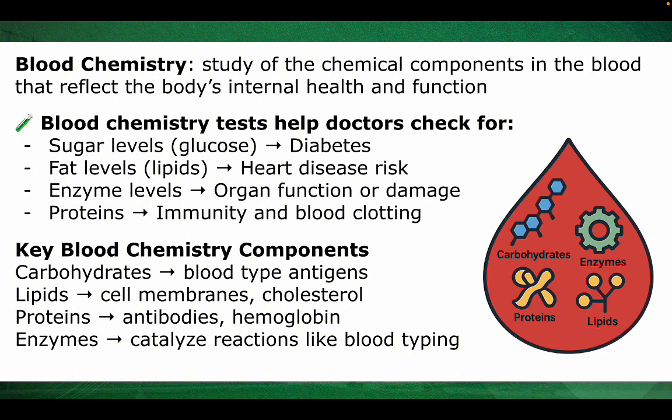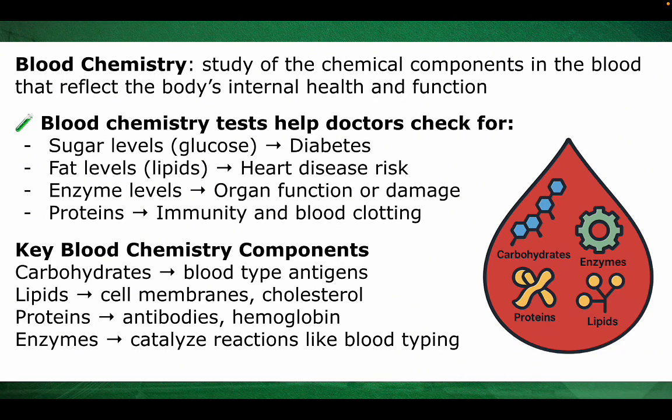So now, let's see how these concepts connect to blood chemistry and what doctors usually test for in the blood. When we talk about blood chemistry, we're looking at the chemical components in your blood that reflect your health and how your body is functioning. So doctors use blood chemistry to check for many things. For example, sugar levels like glucose. They help diagnose or monitor diabetes.